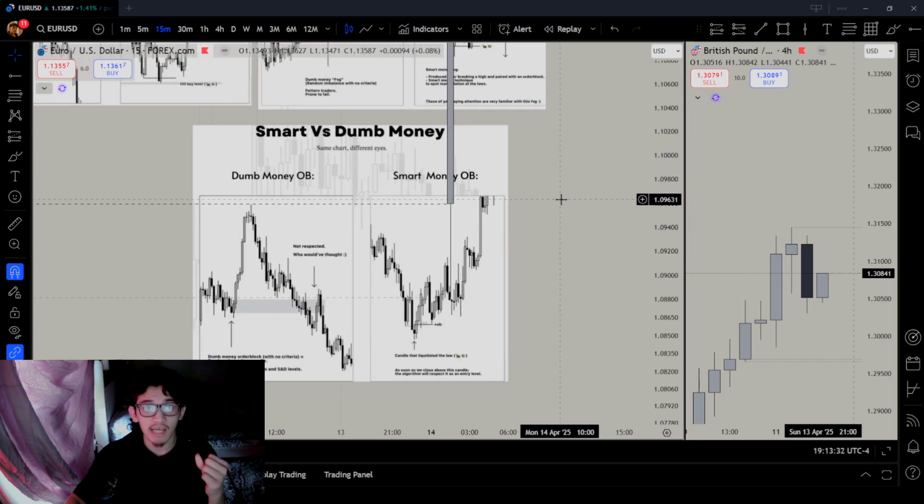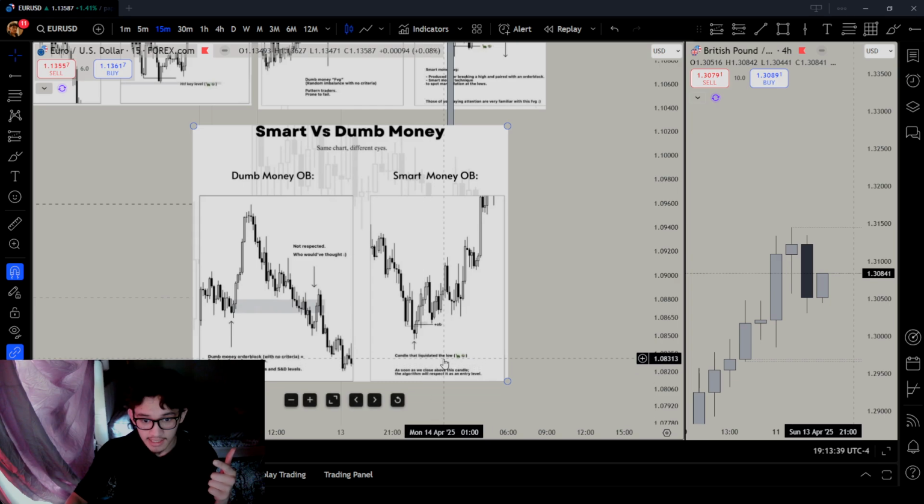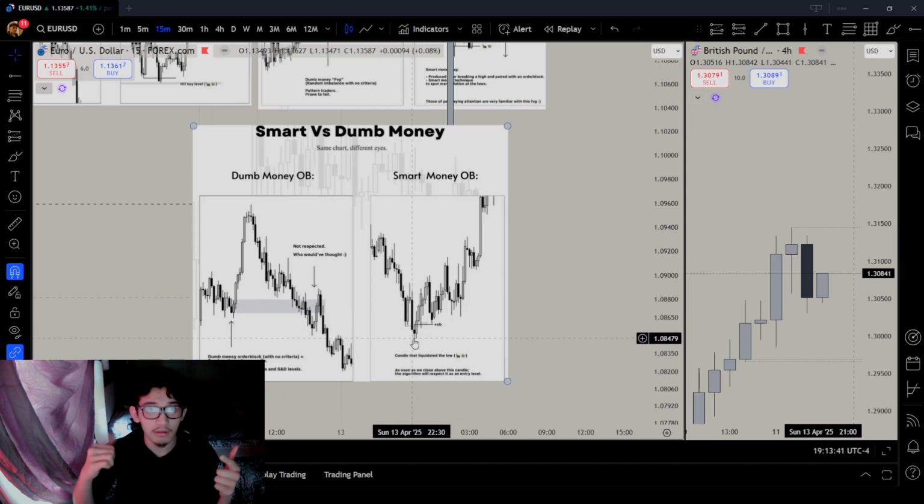An order block needs to tap a key level. It needs to sweep out the range low, which is basically the candle that liquidated the low. So it needs to sweep out the low, which is the range low. It needs to tap the high tipping key level. It has to be Pacific time.